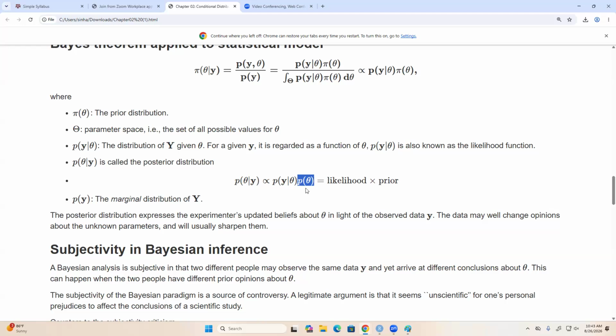Another thing is, if the two prior distributions are not widely different, and if you have sufficient data, then the prior distribution will have moderate to minimal effect on the posterior distribution. But if you have only a limited number of observations, then the prior distribution will have a huge impact on the posterior distribution.